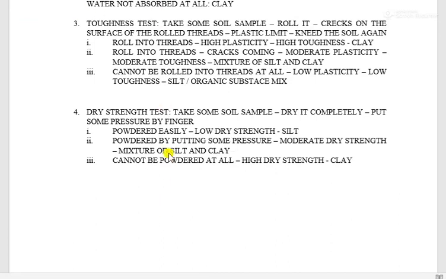Now coming to this part, if the soil has low plasticity, then the soil may be classified as silt or organic substance mixture. That means we have to classify whether the soil is silt or an organic substance mixture. For that we have to go for a special test, that is the acid test.